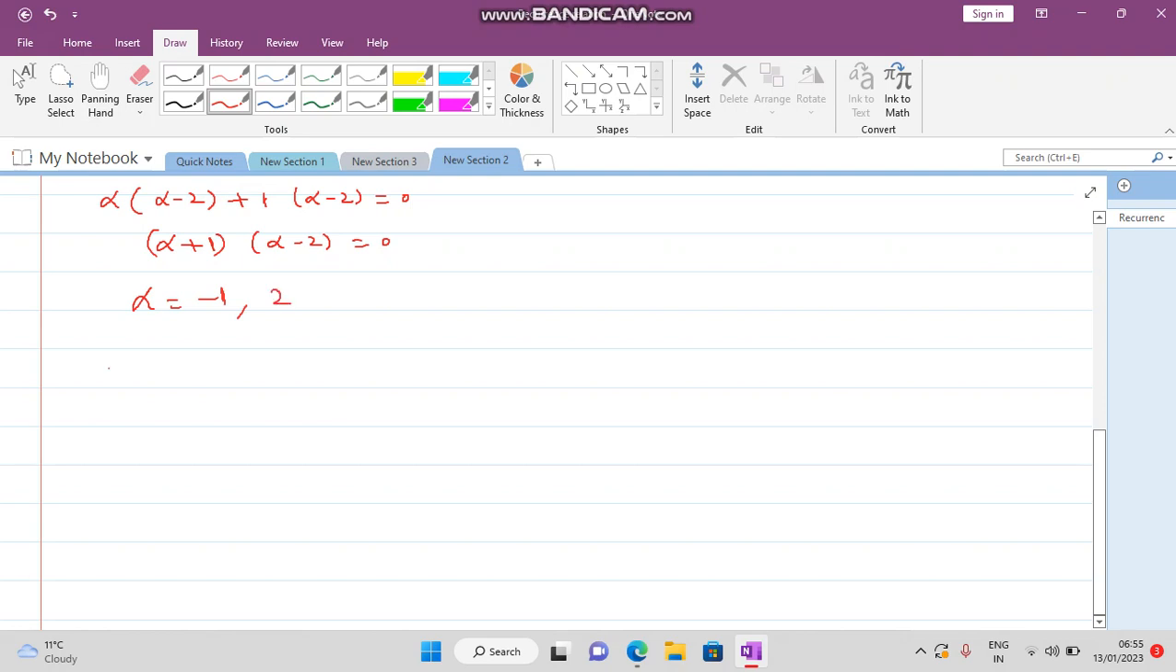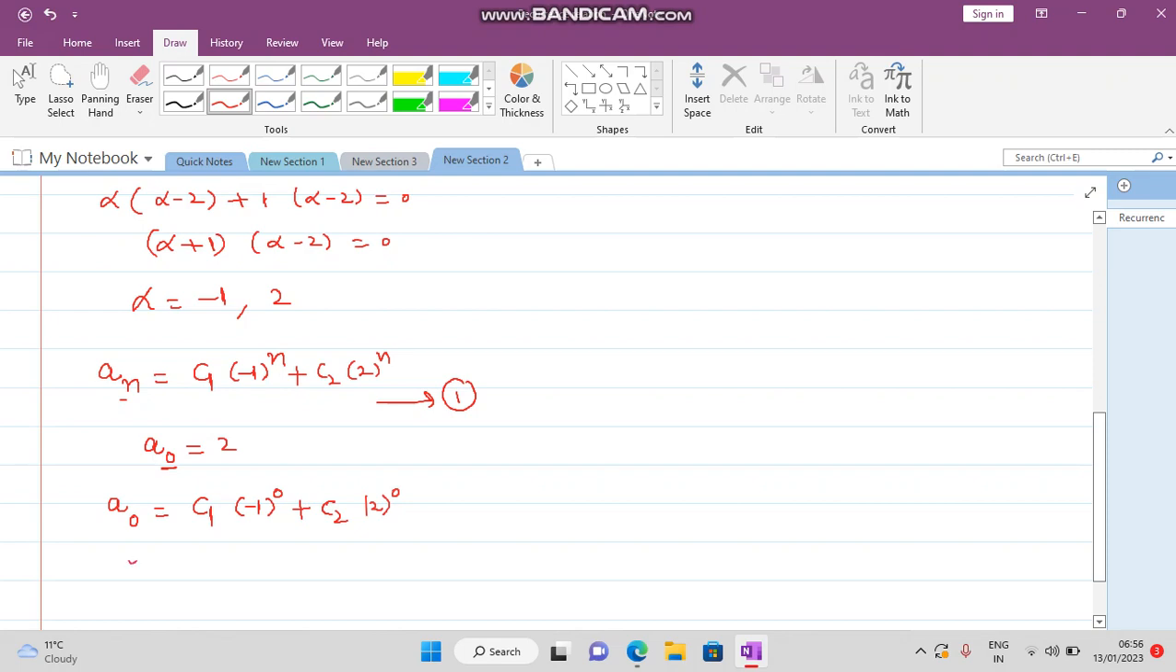So what is the solution in this case? Solution is a_n = C1 (-1) raised to the power n + C2 2 raised to the power n. So this is the solution. Okay. Now we apply the first boundary condition, given that a_0 = 2. Means set the n value equal to 0 in this first equation. So a_0 = C1 (-1) raised to the power 0 + C2 2 raised to the power 0. What is the a_0 value? It is 2, and anything raised to the power 0 is always equal to 1. So C1 + C2 = 2.